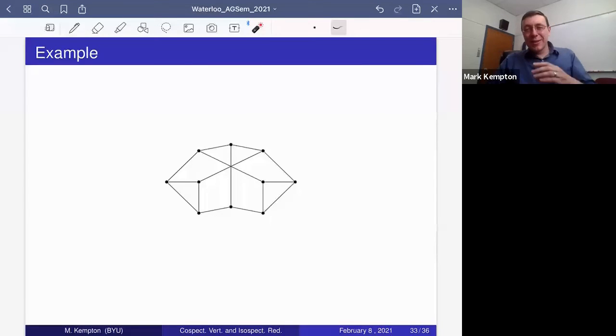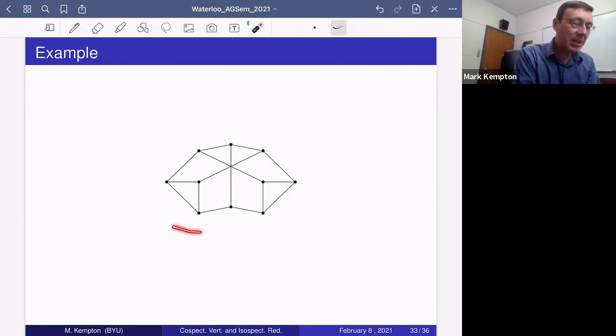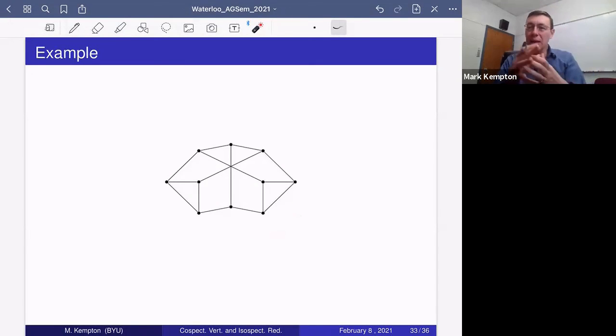Okay, so I guess the graph here isn't all that interesting, but the point I'm trying to make is oftentimes you can take an isospectral reduction of something interesting and unfold that into something different that will keep some of the spectral properties that you liked about your original graph.